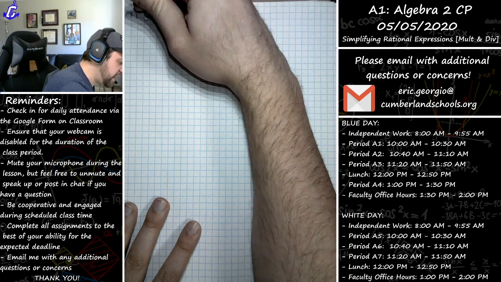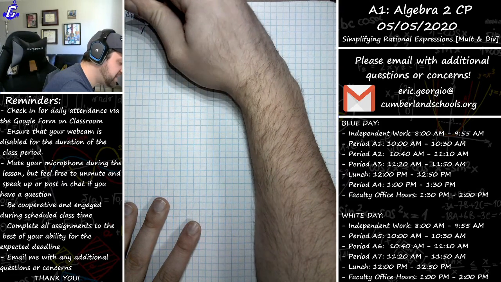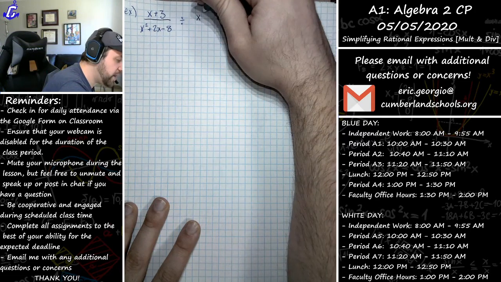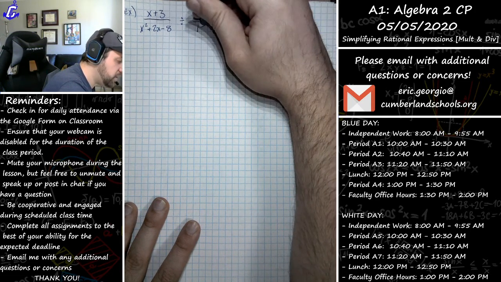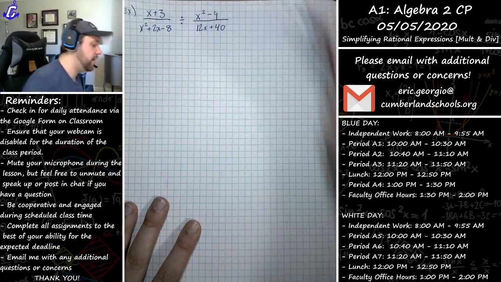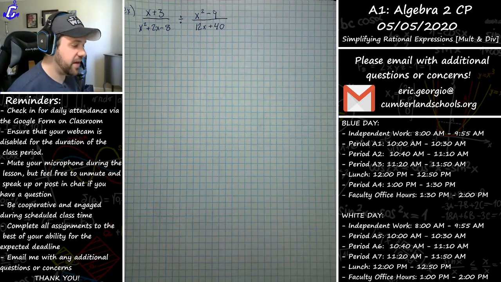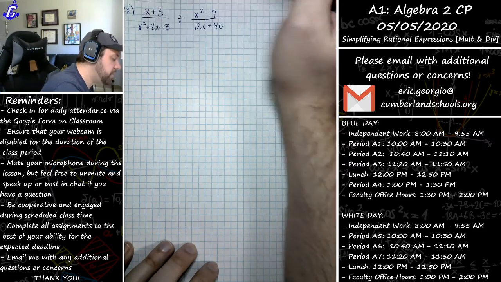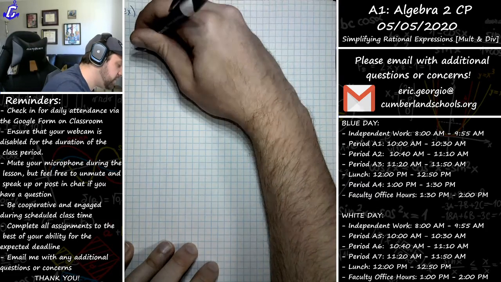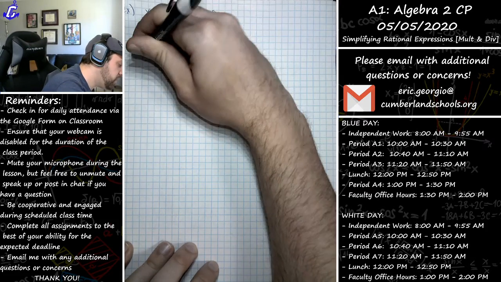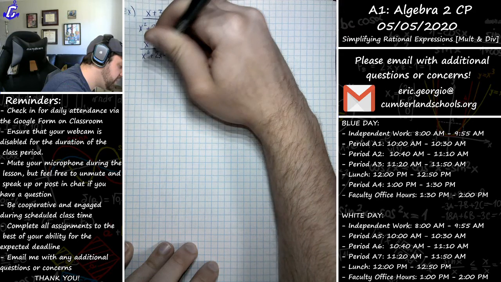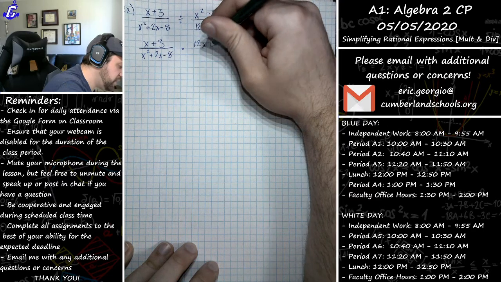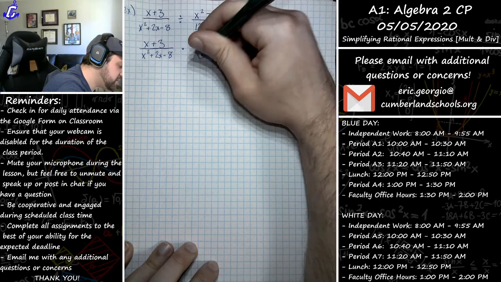x plus 3, scratch what just happened. x plus 3 over x squared plus 2x minus 8, now divided by x squared minus 9 over 12x plus 40. What if I had something like that? First I change this to multiplying by the reciprocal: x plus 3 over x squared plus 2x minus 8 times the reciprocal, 12x plus 40 over x squared minus 9.